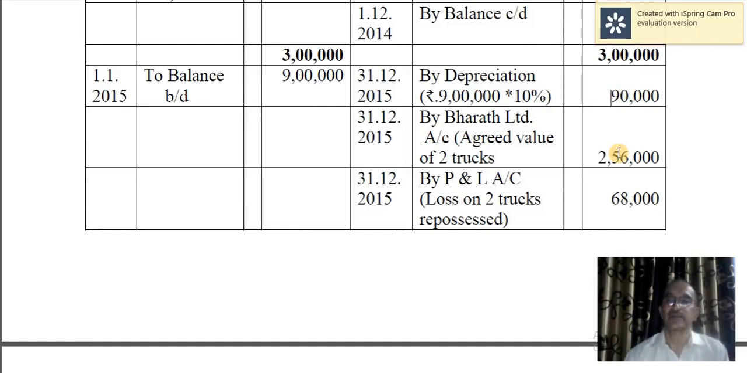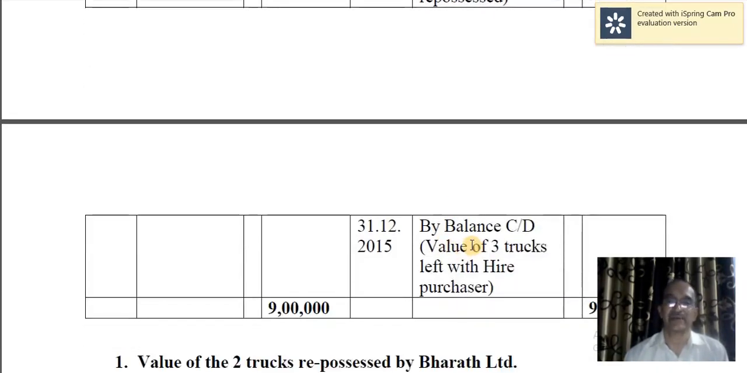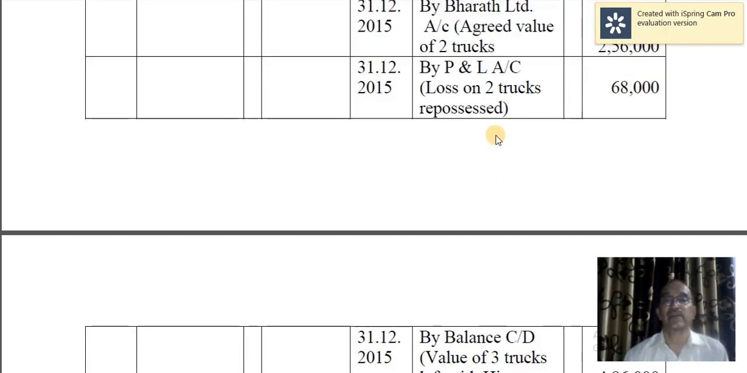Second installment was not paid. So 2 trucks were taken over by Bharat Limited. So what is the agreed value of these 2 trucks? Similarly, 3 trucks were retained by United Traders. What is the value of these trucks? So that you have to calculate, and whether there is any profit or loss on account of repossession of these 2 trucks by Bharat Limited. So all these 3 points, values of these 3 cases you have to ascertain.